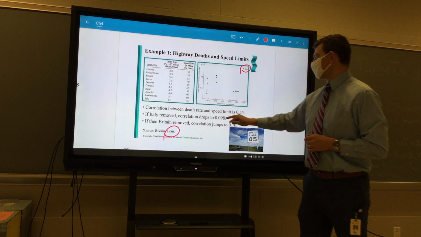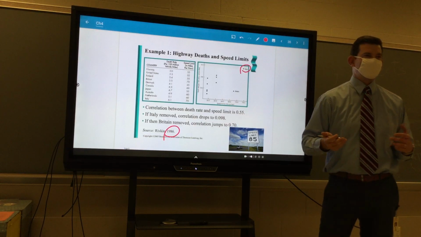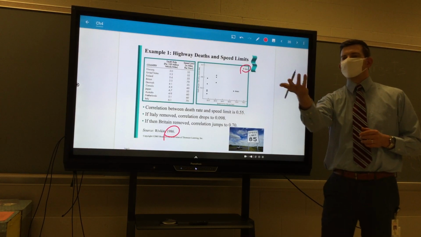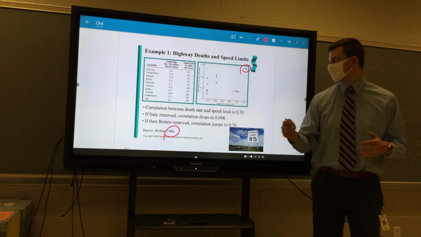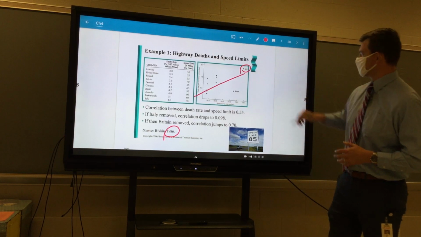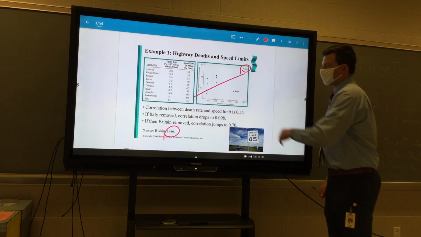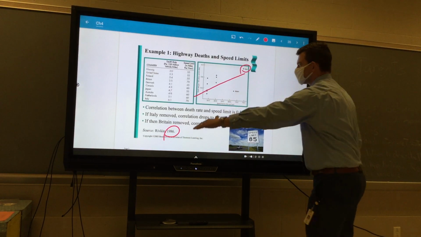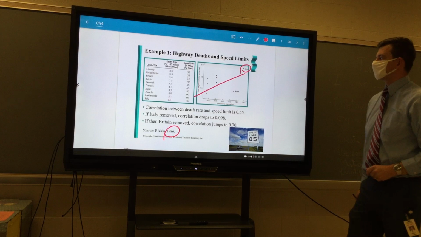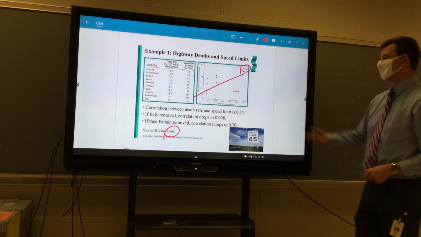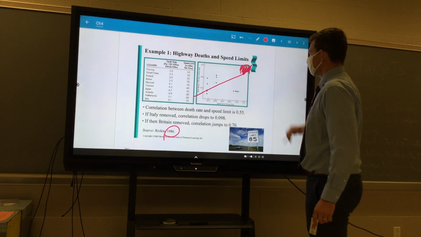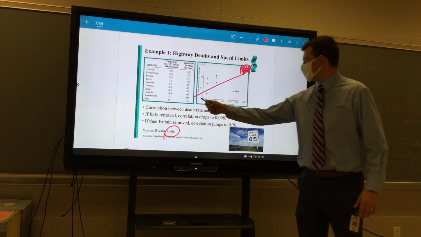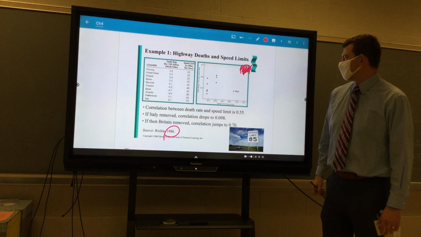Right now we have a correlation of 0.55, which we said around 0.5 is a moderate relationship. Okay, there's a slight positive relationship, a lot of variability, but we see a trend that takes it in this positive direction. What if we had a reason for removing Italy? Okay, if that wasn't typical, let's get rid of it.